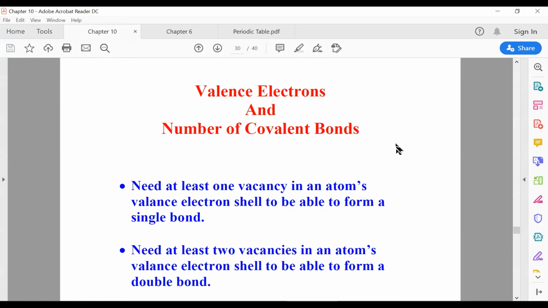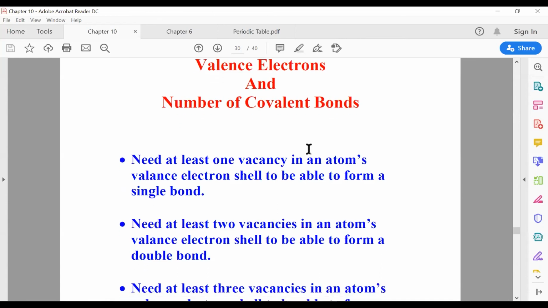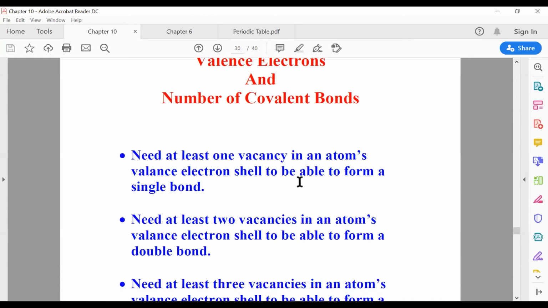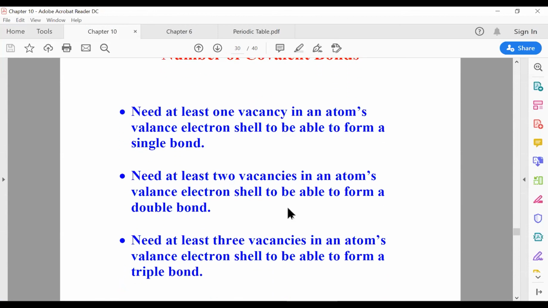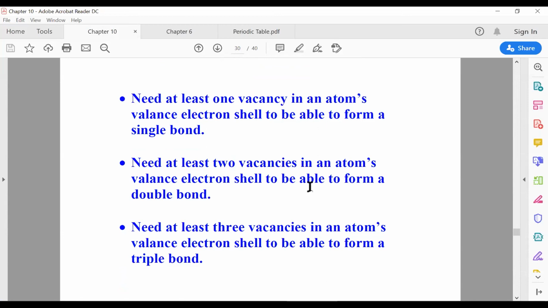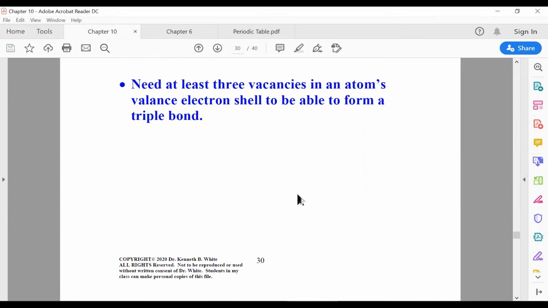All right, now, how do you know that water, or better yet, what is the reason water has 2 hydrogens? What's the reason other covalent molecules have the atoms they have? And that's because you can determine the number of covalent bonds: you need at least 1 vacancy in an atom's valence electron shell to be able to form a single bond. In other words, you don't have a full octet yet. And if you have 2 vacancies, you can form a double bond, and 3 vacancies, in other words, you need 3 more electrons to get an octet, you can form a triple bond. This I won't ever ask on a test, and you'll see where this is going.